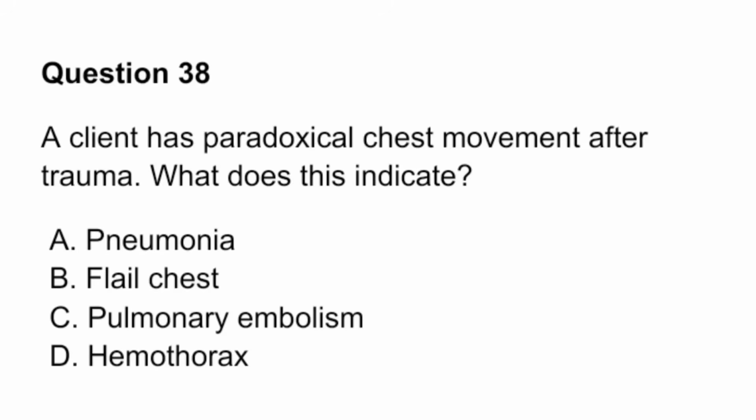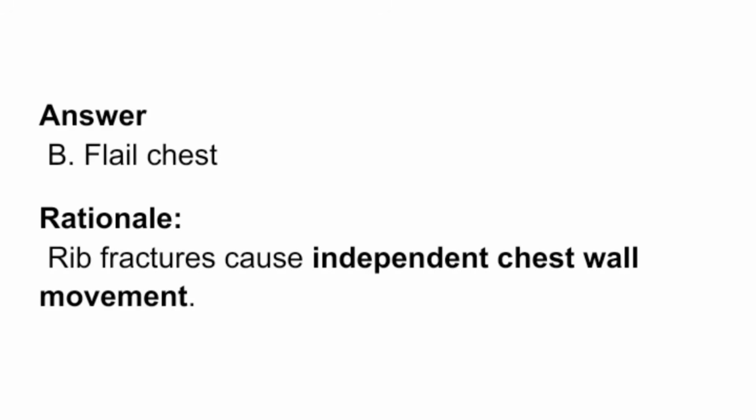Question 38. A client has paradoxical chest movement after trauma. What does this indicate? A. Pneumonia, B. Flail chest, C. Pulmonary embolism, D. Hemothorax. The correct answer is B. Flail chest. Rib fractures cause independent chest wall movement.